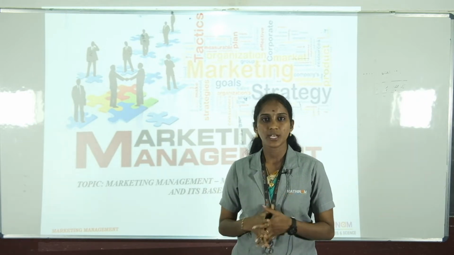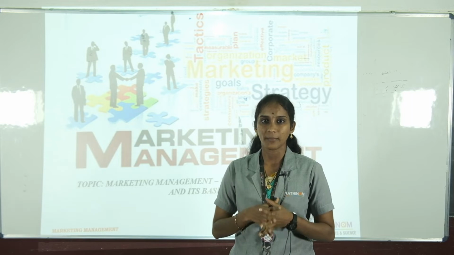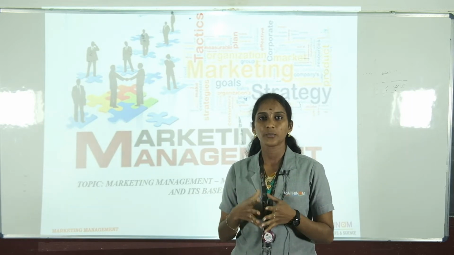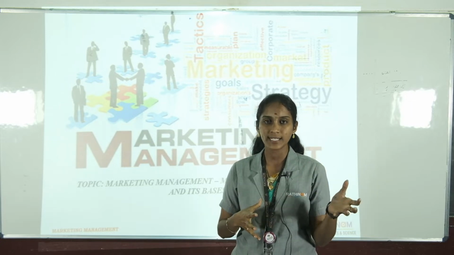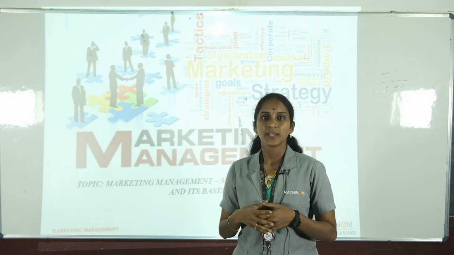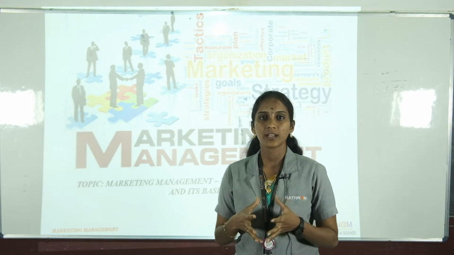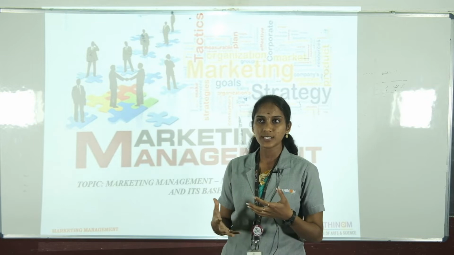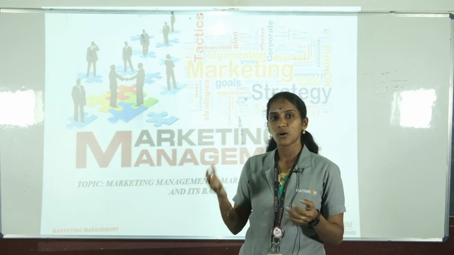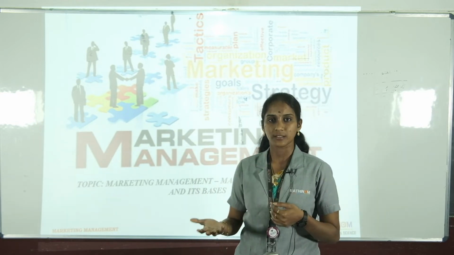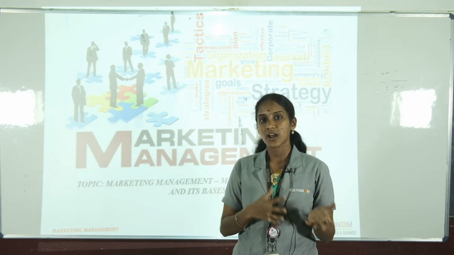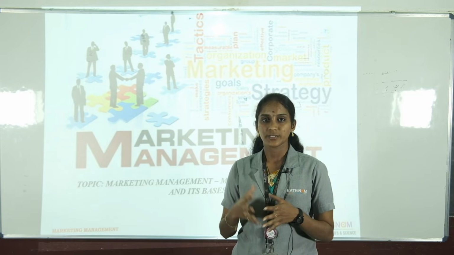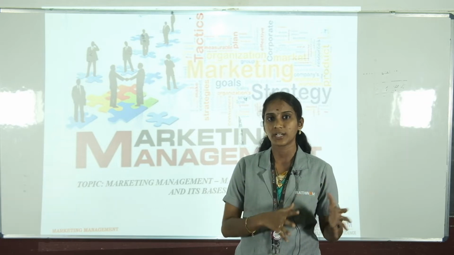So we are all very much aware of the terms marketing and market. Before we go into the topic, we are going to see what is a market and what is marketing. A market is the place where buyers and sellers meet together to exchange goods from person to person or from one place to another. The complete transfer of ownership from one person to another takes place. That is the place we call a market.